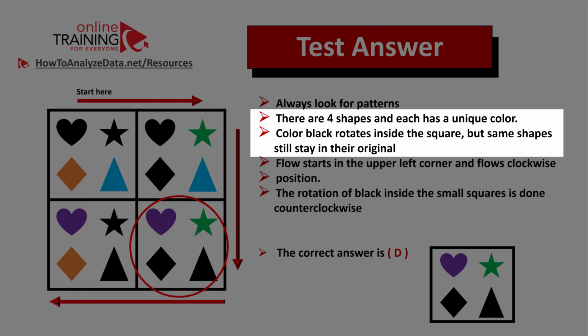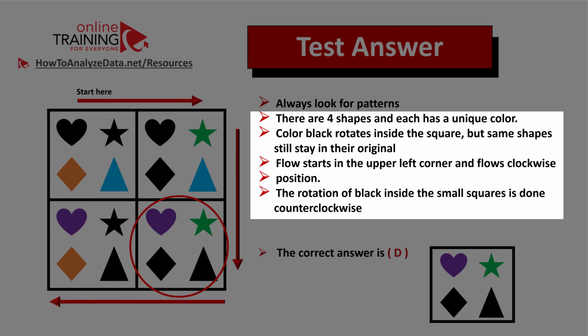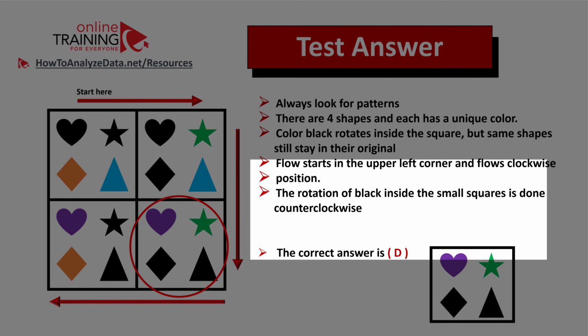So, as usual, always look for patterns. You see that the flow among the shapes starts in the upper left corner, and the flow goes clockwise. But the rotation of the black color inside the squares goes counterclockwise. So that's the tricky part of the question, but there's always the right answer. And as you can see, the right answer here is choice D.